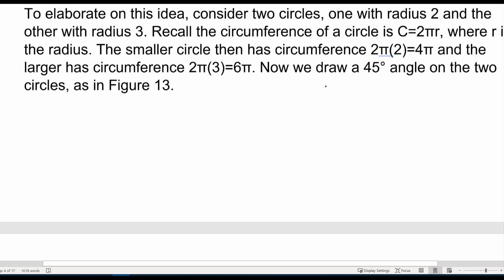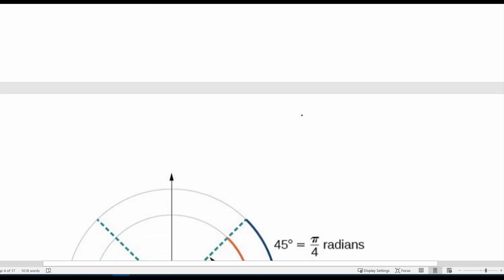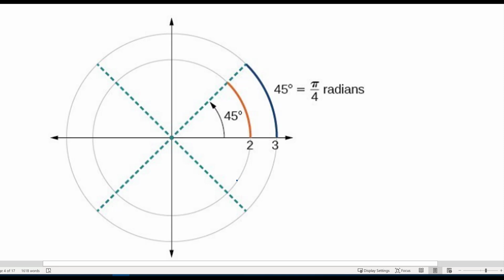Now we draw a 45-degree angle on the 2 circles, as in this figure here. So here's our radius at 2 pi, a radius at 3 pi. And you see it's 45 degrees. So for the radius of 2 here, radius of 3, they still have the same angle of 45 degrees, which is pi over 4 radians.